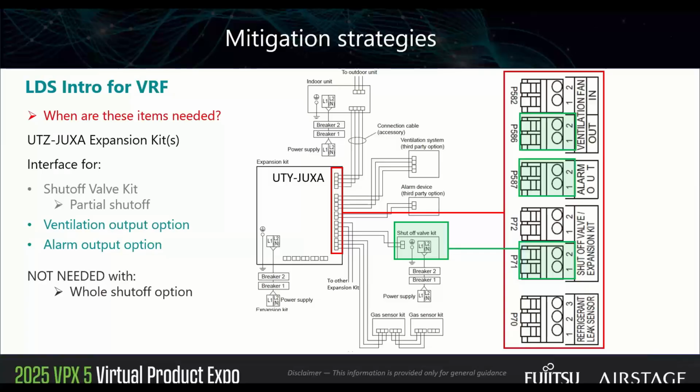But as the 2 bullet points show, we can use this for ventilation output as well as alarm output. So if we're going to initiate a third-party ventilation, that signal does not originate from the indoor unit. It's actually from the expansion kit. If you look on the right, I've got a blown-up view of the terminals on the expansion kit. On the lower of the 3 green boxes there, the P71 is our connection point for a shutoff valve kit if we are using it. The middle one here is an external out for an alarm, that's P587. And the top one, P586, is ventilation output. So there are no special cable accessories required for that, which is nice.